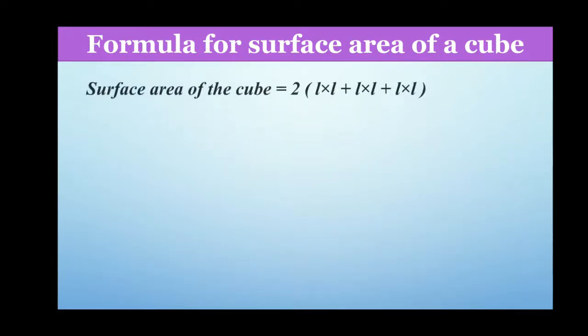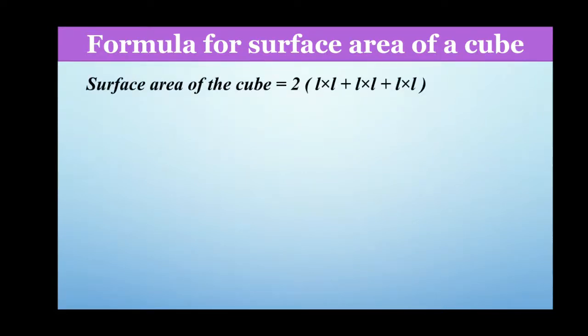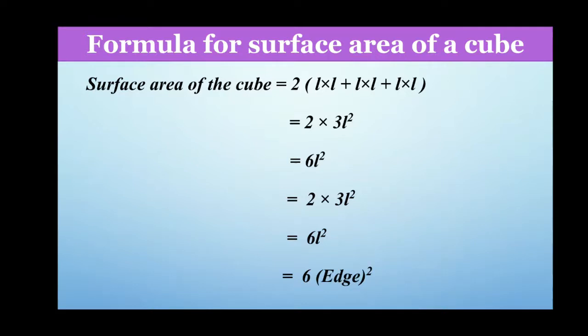Formula for surface area of a cube. The surface area of the cube is also derived from the cuboid, since in the cube length, breadth and height are all the same. That's why we put L for L, B and H. So 2 into (L into L plus L into L plus L into L). It means that we have 2 into 3L square. So we have 6L square, or 6 into side square.